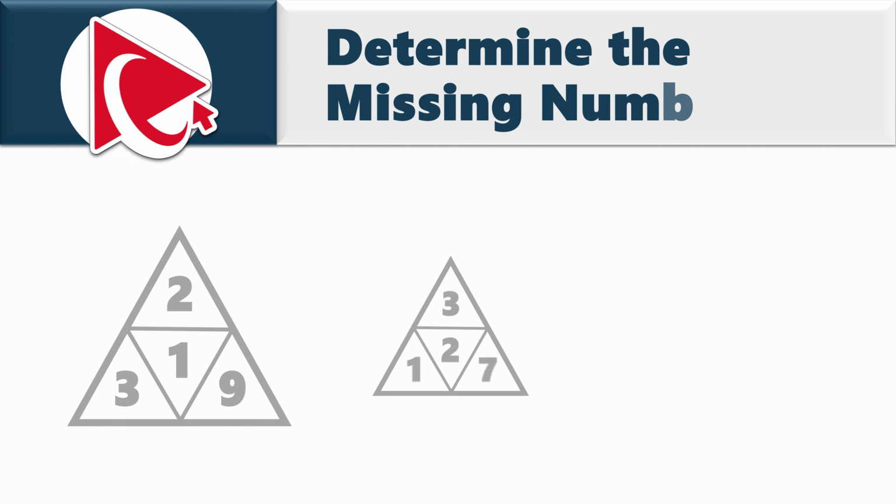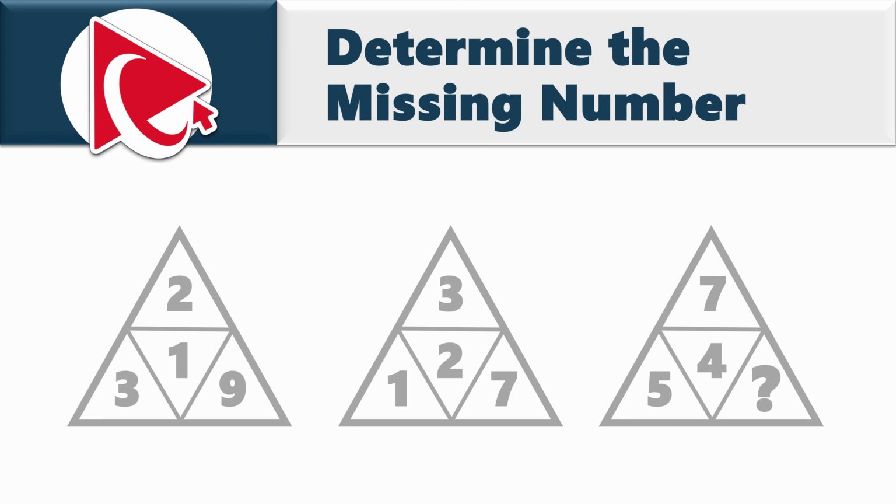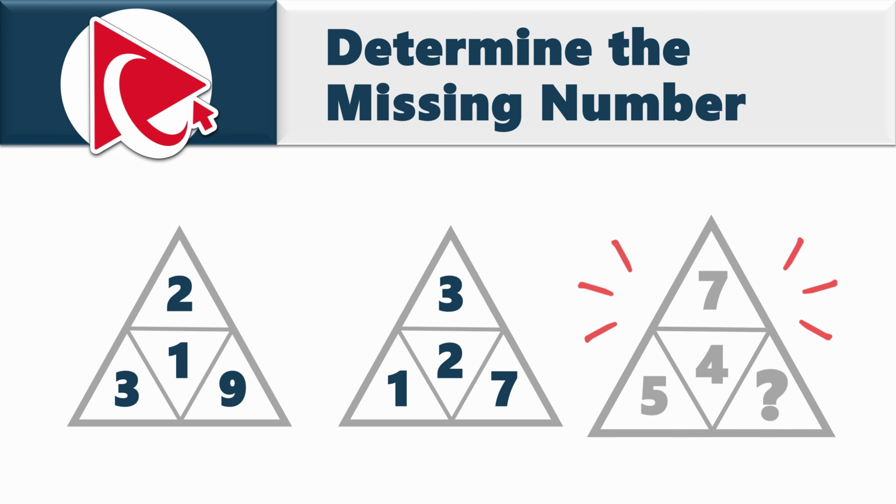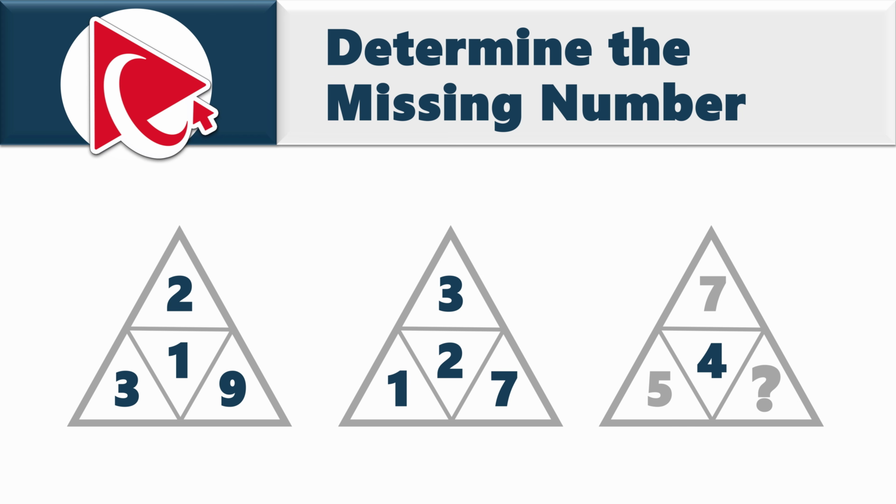You're presented with 3 triangles. They all have numbers inside. First triangle has number 1 in the middle and numbers 2, 9, and 3 on the sides. Second triangle has number 2 in the middle and numbers 3, 7, and 1 on the sides. And then the third triangle has number 4 in the middle, numbers 7 and 5 on the sides, and it has the missing number in the bottom right corner.